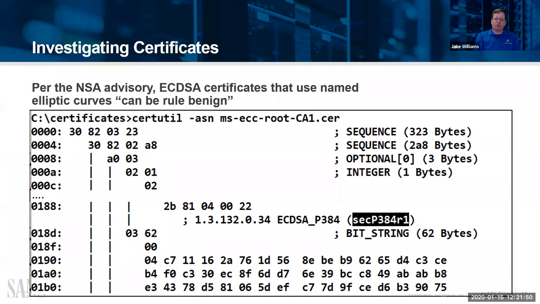There are a number of curves that are named. NIST provides a number of these. And you can see here this ECDSA P384 is actually a NIST provided curve, right? So the question is, which curve are we using? As long as it's a named curve, they say, hey, you should be good to go. You can rule that benign, right? I can't validate that 100% at this point.